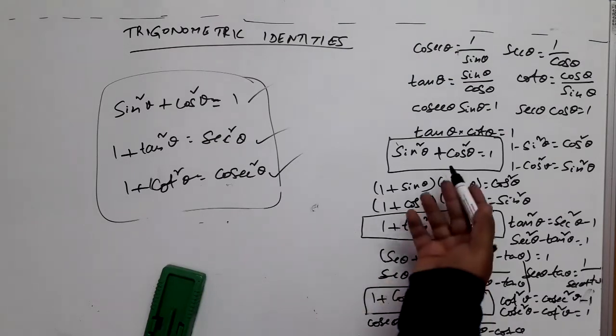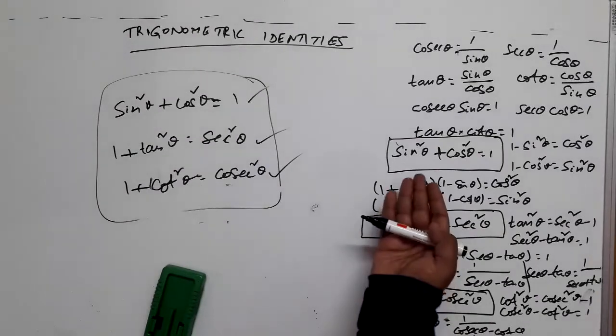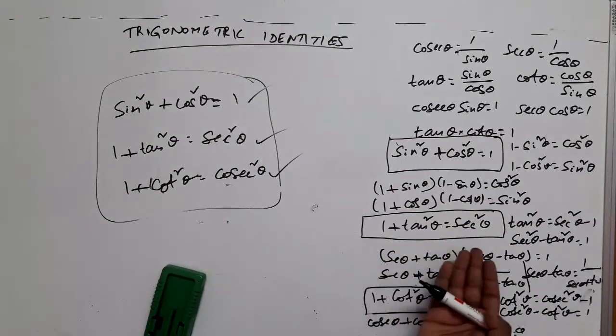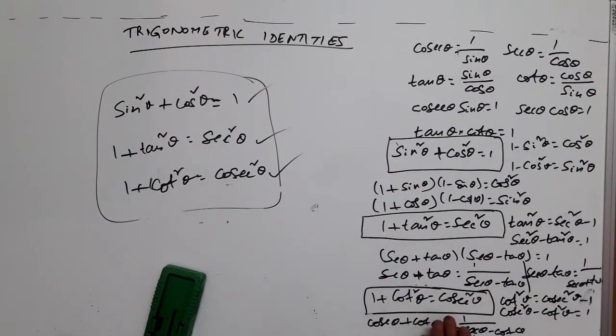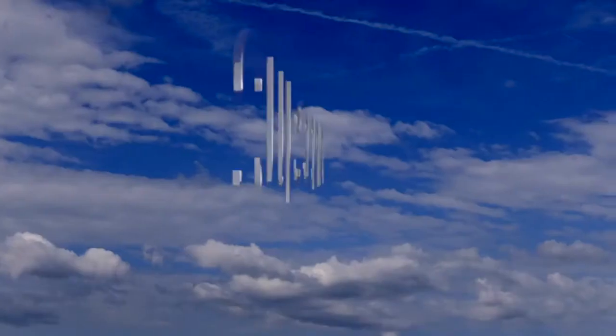So from the main, you are supposed to remember these three identities: sin square theta plus cos square theta is 1, 1 plus tan square theta is secant square theta, 1 plus cot square theta is cosecant square theta. Of course, from these three we can have these relations. Why have I written these ones here? Because they will be useful in solving questions.